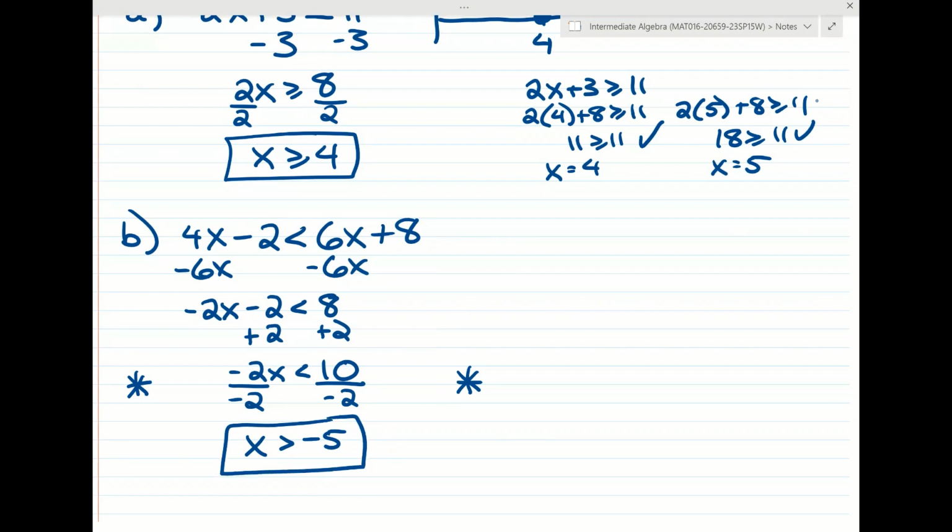So any answer that's greater than negative 5 would work. You can't use negative 5, but you could use negative 4, negative 3, or any number that's greater than negative 5.